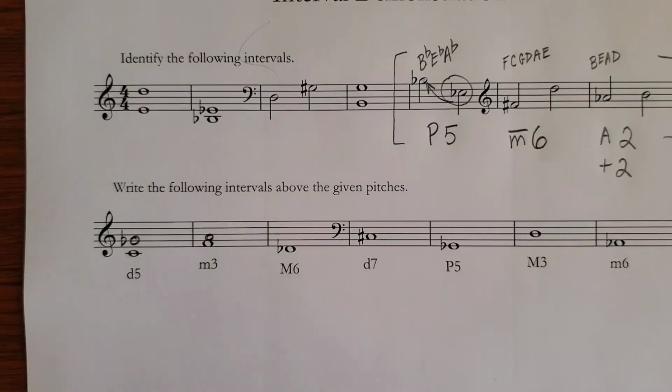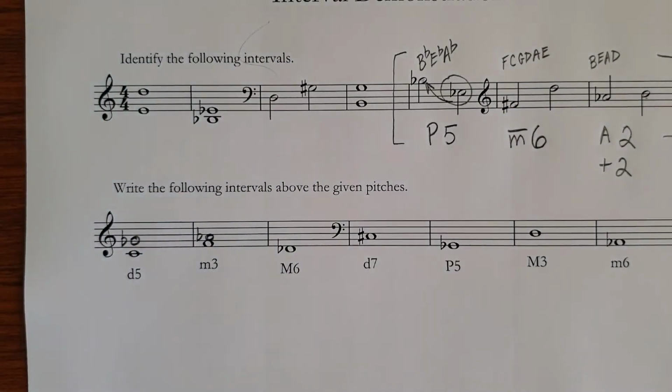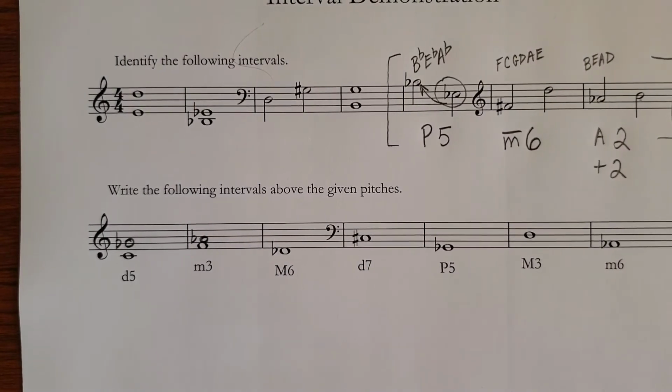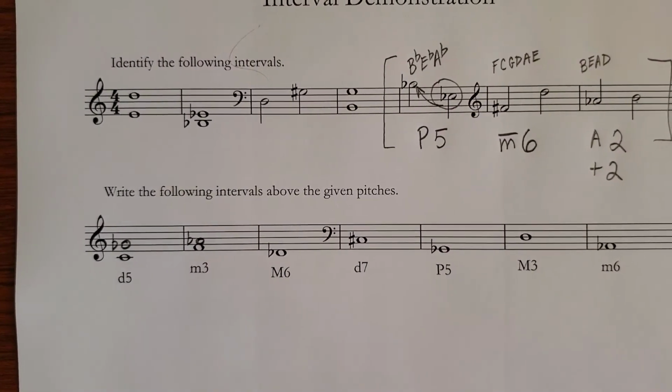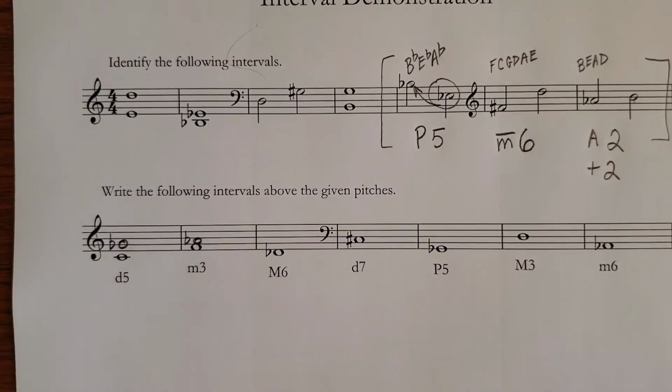So again, we need to make that smaller by a half step. F to A flat. There are 3 half steps in a minor third. Let's count them. F to F sharp is 1, to G is 2, and to A flat would be 3.